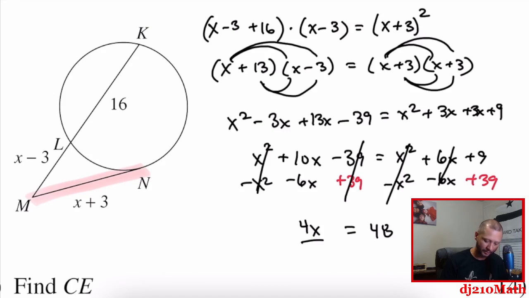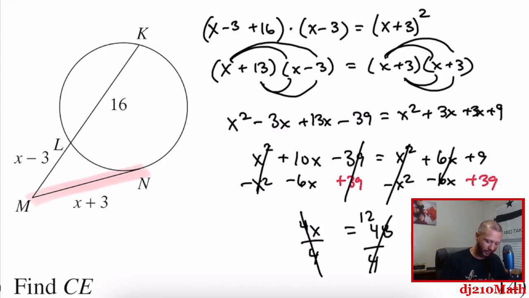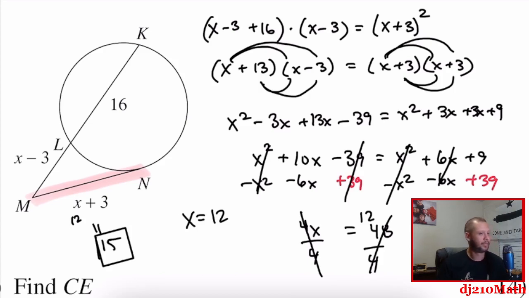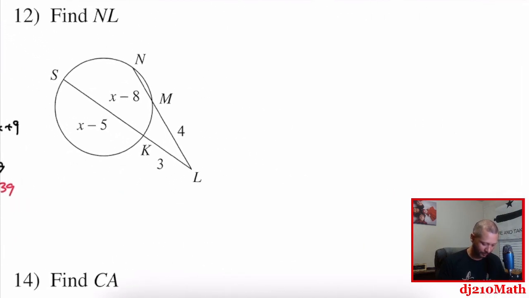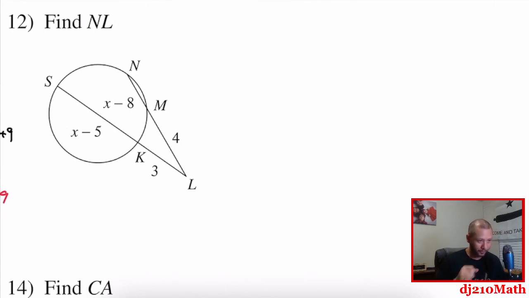That's nice. Divide both sides by 4. x is equal to 12. So if I want the red highlighted part, 12 plus 3 is going to be 15. That one is very algebra heavy. Very algebra heavy. As is, I feel, this one.